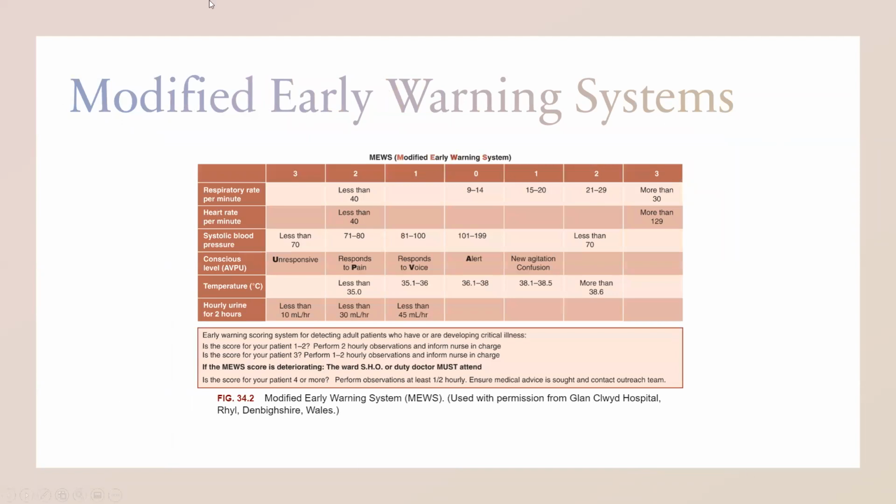Your MEWS is directly from your book. It's another formula that you can use. It's the early warning system, for detecting in adult patients that they are developing critical illnesses. So as you can see right below here, if your patient's score is 1 to 2, you perform observations every 2 hours, right? And inform the nursing charge, your team leader, whatever they call it. If they have 3 or more, you're going to have to increase their frequency. And most of these patients should be, at this point, either in a step-down unit or an intensive care unit.